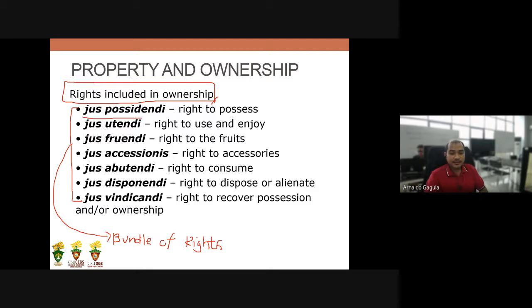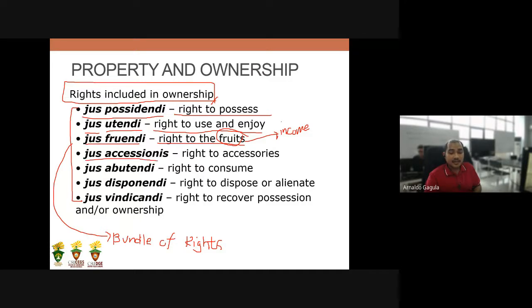First is what we call jus possidendi, or the right to possess a specific property. Jus utendi, or the right to use or enjoy the specific property. Jus fruendi, or the right to the fruits. Fruits means income, including anything attached there, like for example the fruit of a durian tree. Or for example, if the specific property is a boarding house, the rent is what we call fruits. Basically, whatever can be generated from the features added to the specific property, lot, or land.